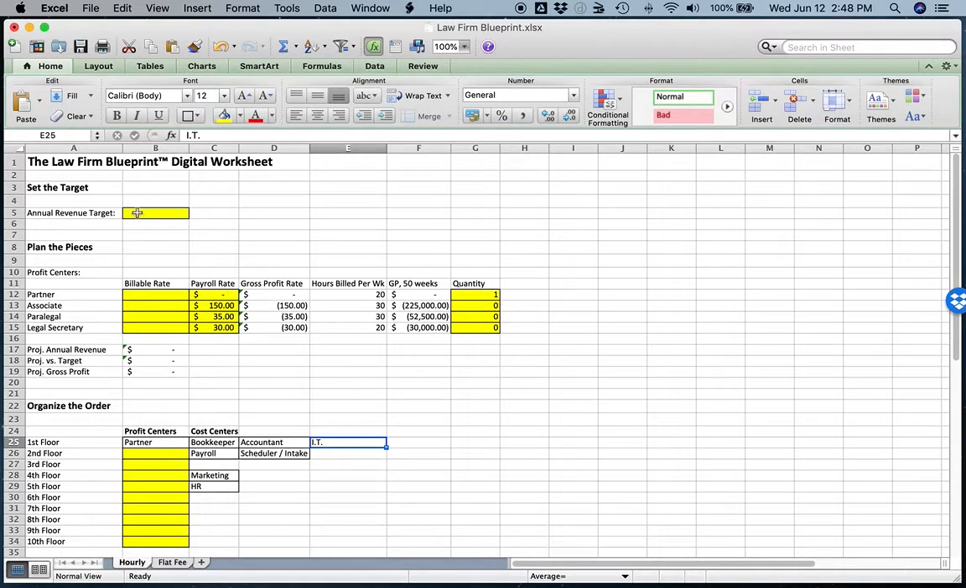Okay, so how do we use this thing? First off, let's go ahead and set a revenue target. I am just going to put in, just for kicks, $2 million. There we go, $2 million.